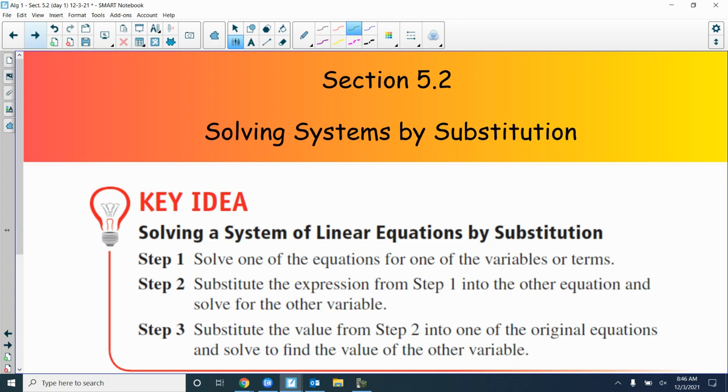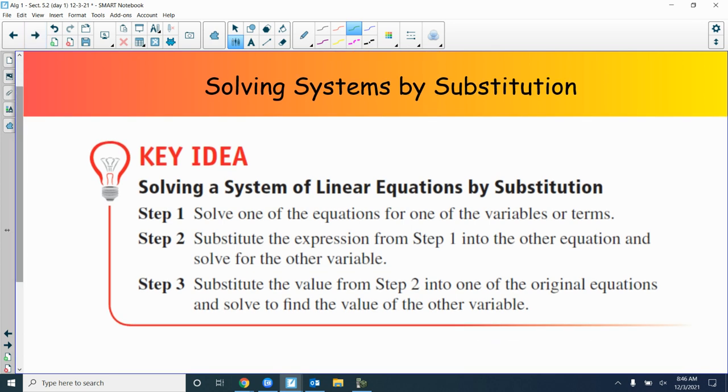Here are your 3 steps. Solve one of the equations for one of the variables. Basically you need to get x or y by itself. Substitute the expression from step 1 into the other equation, and solve for the other variable. And then substitute that back into the original. That's going to be a little confusing until we go through a step 1. So take a look at letter A, the first one.